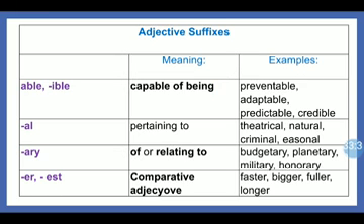We're going to be looking at adjectives now. Able. It could be ended with able or ible, and it means capable of being. Capable of being. Preventable: capable of being prevented.